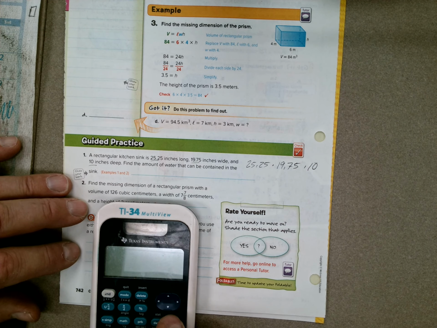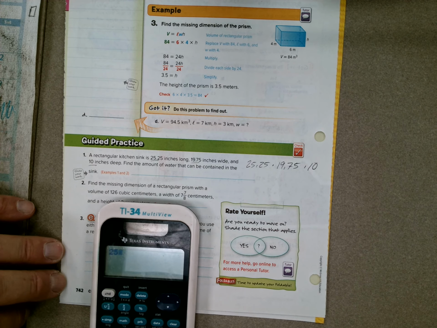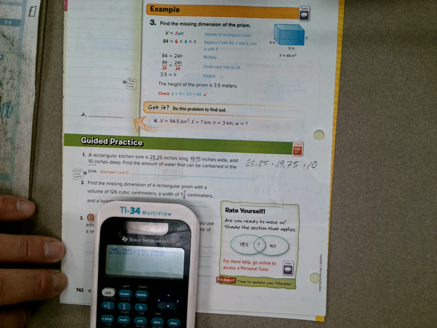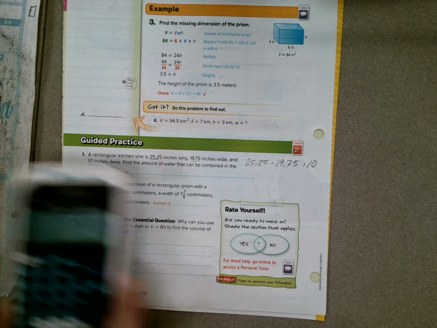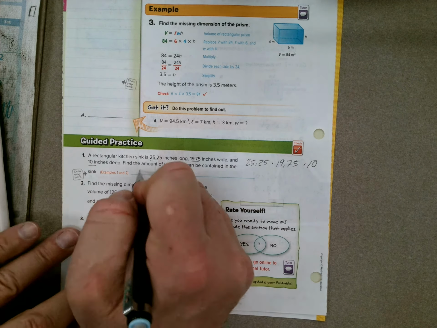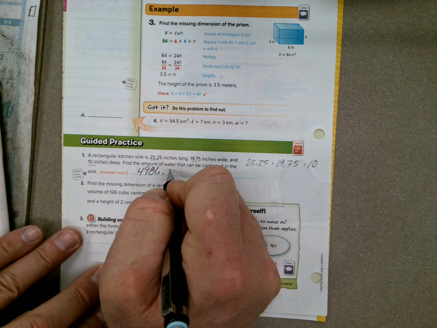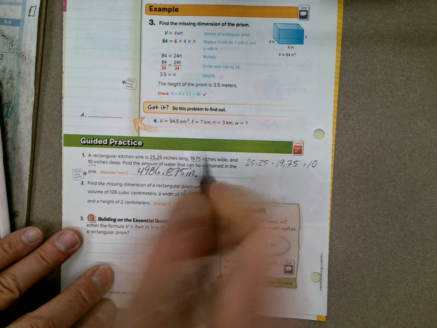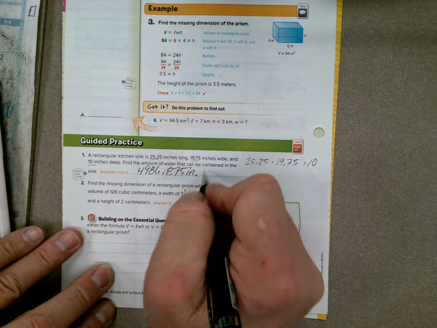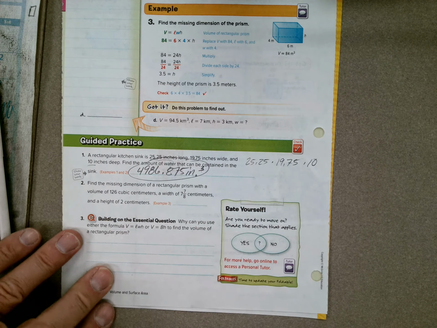I'm going to go ahead and clear my memory. 25.25 times 19.75 times 10, and we end up with 4,986.875 inches. Remember, inches has a period. It's volume, so it's now cubed, and there's a 3 there. I always like to circle that.